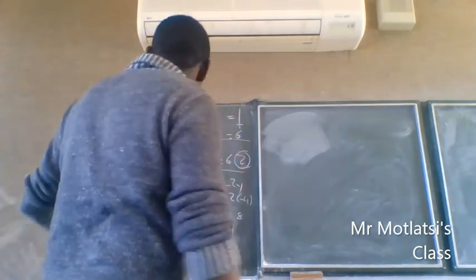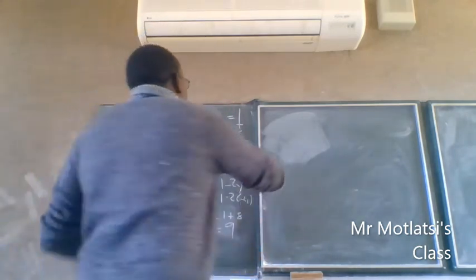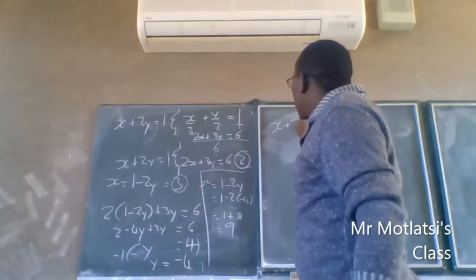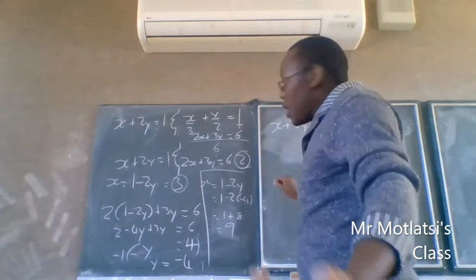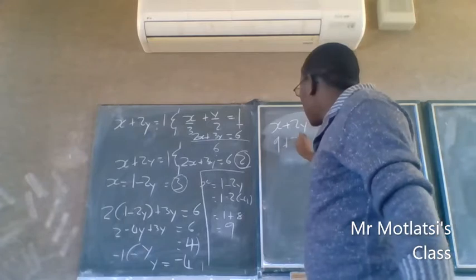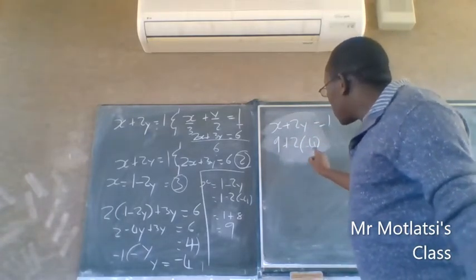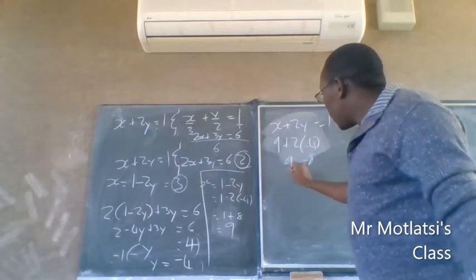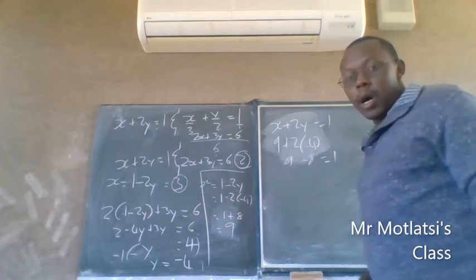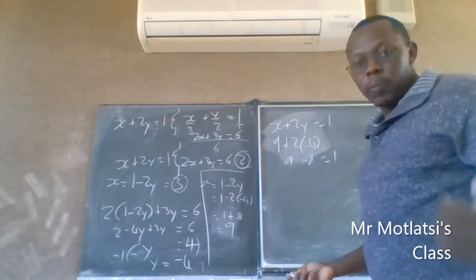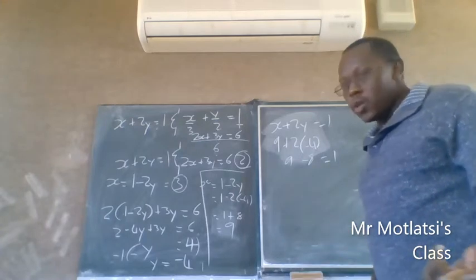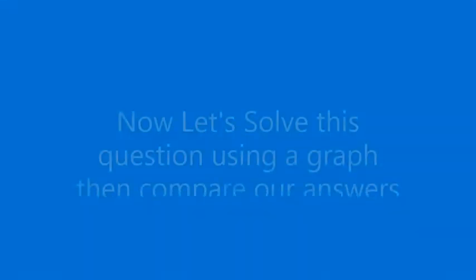So let's see if this is the case. Let's take the first equation, x plus 2y equals 1. x is equivalent to 9 plus 2 multiplied by minus 4. Now this is going to be minus 8. 9 minus 8 is equivalent to 1. So therefore, x is equivalent to 9 as well as y is equivalent to minus 4.